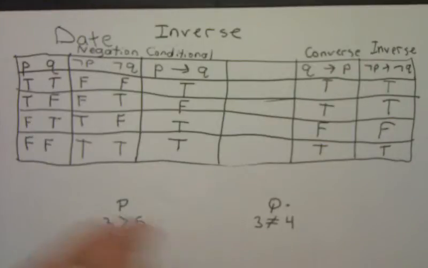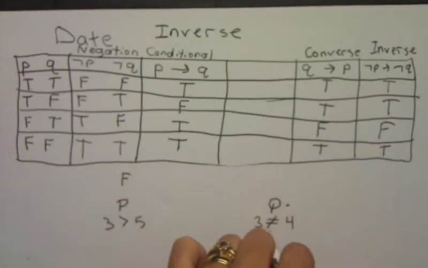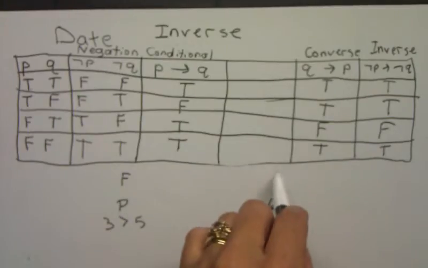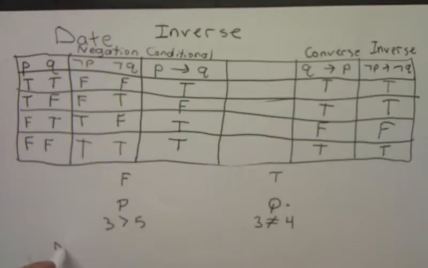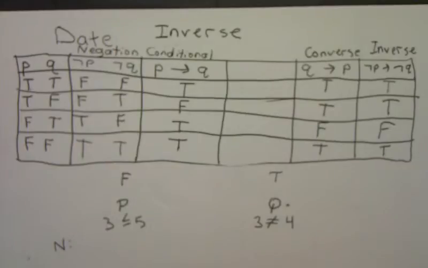Okay, well, let's look at it. Is 3 greater than 5? No, it's not. That's false. 3 does not equal 4. Is that true or false? Oh, that's true. Now we have to do the negate, the opposite. Since it says 3 is greater than 5, negate is going to be 3 is less than or equal to 5, right? Is 3 less than or equal to 5? Yes, it is. That's true. If this says 3 does not equal 4, so the negate is going to say 3 equals 4. Does 3 equal 4? No, that's a false statement.